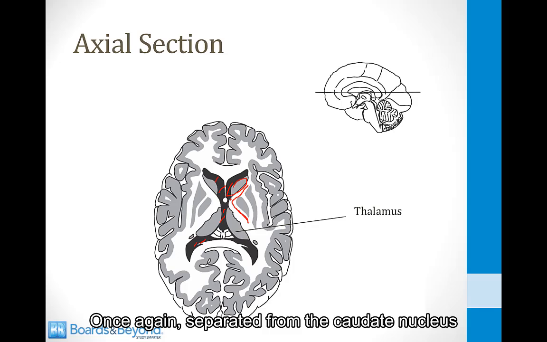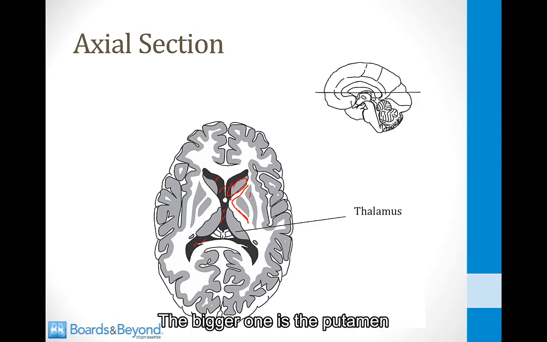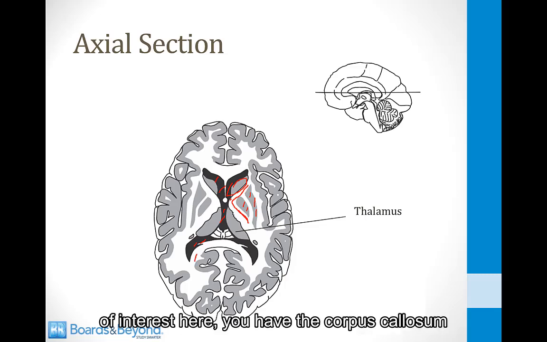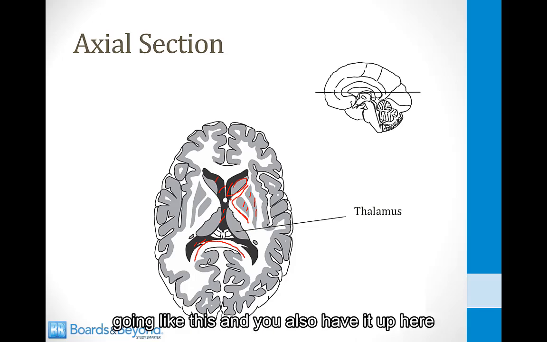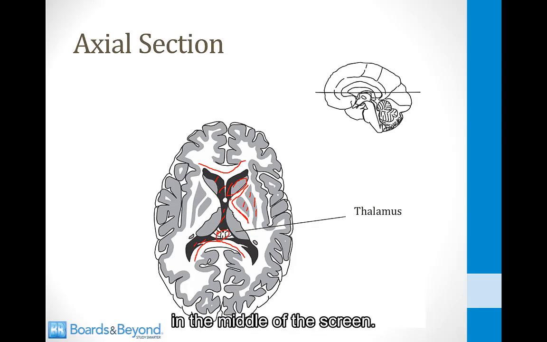Once again, separated from the caudate nucleus by the internal capsule are two gray structures. The bigger one is the putamen, and the smaller one is the globus pallidus. These are both parts of the basal ganglia. And I'll just point out a couple other structures of interest here. You have the corpus callosum going like this, and you also have it up here going like this, and then this is the pineal gland right here in the middle of the screen.